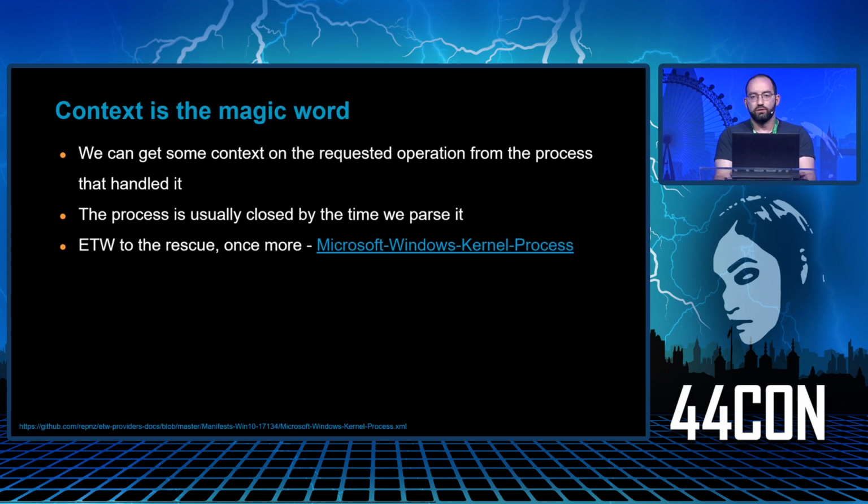So in this case, what we want is to have some sort of context. And the context that we can get is from the process that handles the DCOM operation. The problem is that usually by the time that we get to the DCOM event, because of the time lag of ETW, that process is already closed. So to handle that, we can use ETW once again and register with the kernel process provider that gives us all the data about process events, and in this case, process launches.